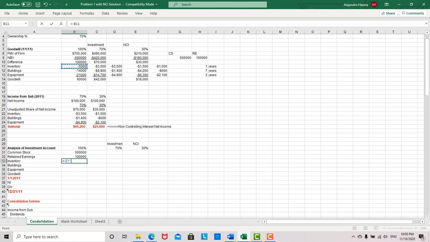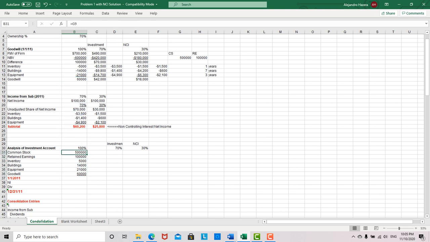And then your inventory was really written up because the fair value was greater than the book value, but they call it undervalued for some reason. So 5,000 for inventory, just like you did on the test. You flip the signs. 14,000 for buildings. Equipment is negative 21,000. Then goodwill is 60,000.